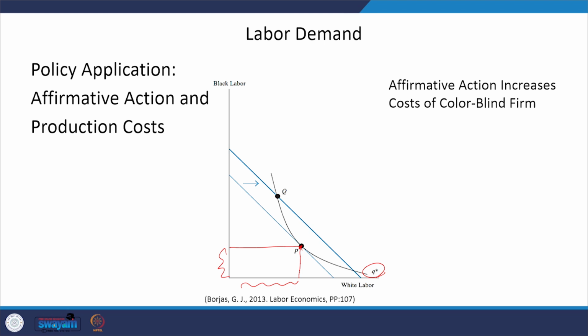So, point P is the cost minimizing solution. From there, because the government has forcefully come up with this policy, the farm has to hire a fixed amount of black workers, and the farm is forced to move to point Q, a point where the isoquant is not tangent to the isocost. Therefore, this affirmative policy action increases the farm's cost of production. Therefore, it is clear that the initial conditions assumed here determine the inference that one draws about the labor market impact of these affirmative action programs.